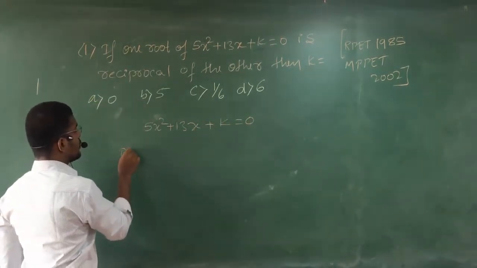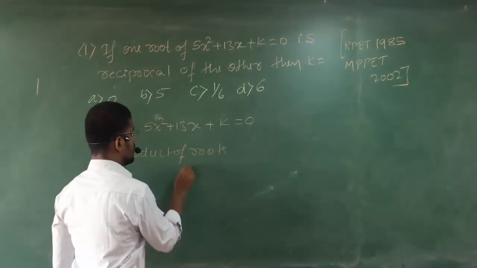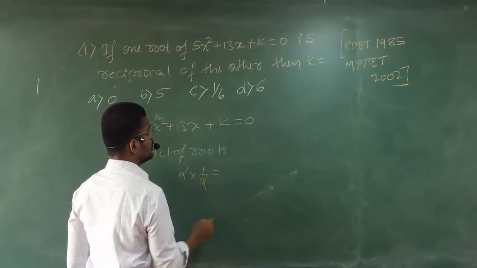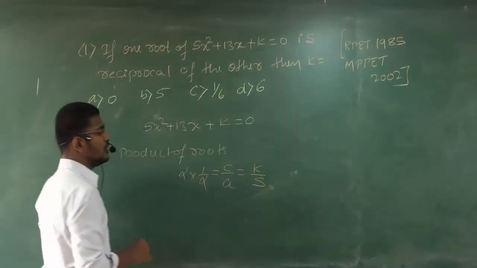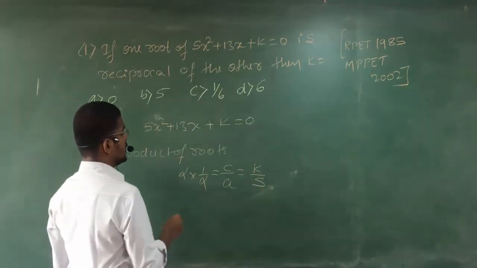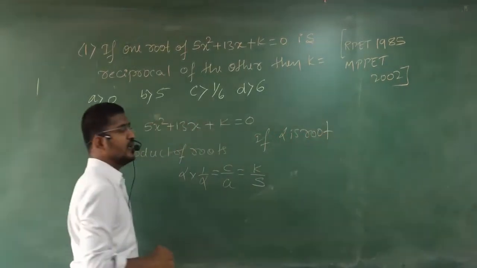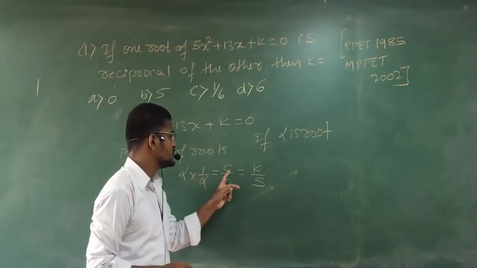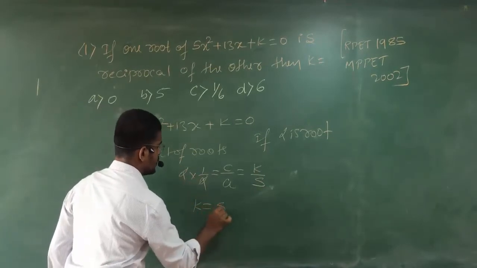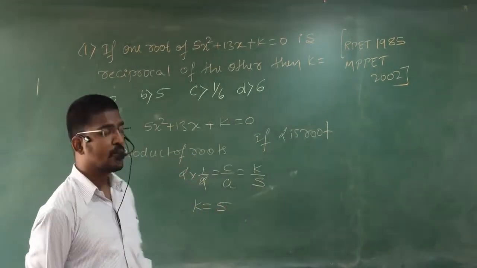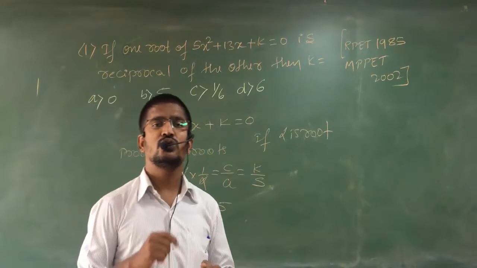That is the product of roots. That means alpha into 1 by alpha will be equal to c by a. That is nothing but k by 5. Are you getting my point? Because here if alpha is a root, I have considered alpha into 1 by alpha equal to c by a, that is equal to k by 5. So if I cancel these two terms, k will be equal to 5. Very simple problem. Clear, students? You must know the results and how to use those results.